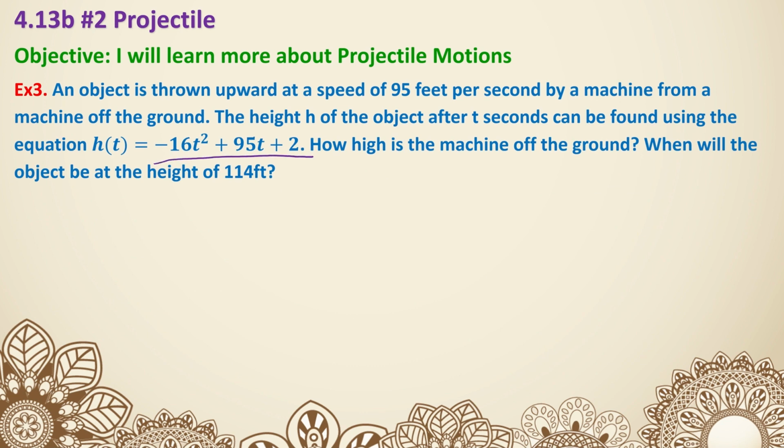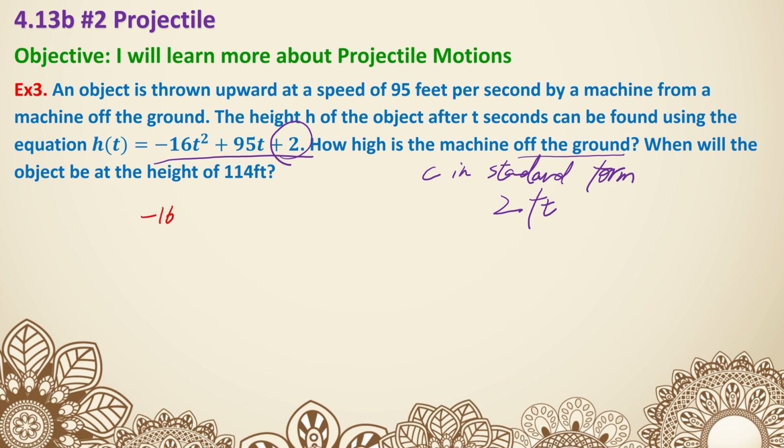Well, you can see the function is actually given. How high is the machine off the ground? Well, off the ground means the c in standard form, because that is the initial height, which is actually 2. Don't forget a unit. Then the question asks, when will the object be at the height of 114 feet?